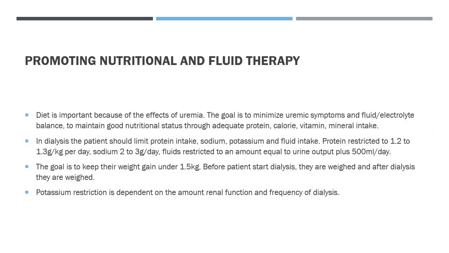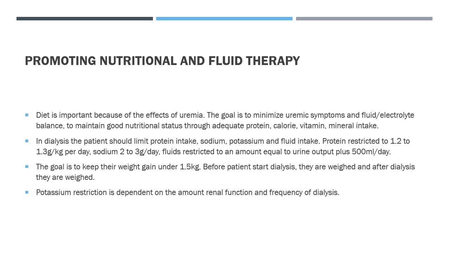Diet is important because of the effects of uremia. The goal is to minimize uremic symptoms and maintain fluid and electrolyte balance and good nutritional status through adequate protein, calorie, vitamin, and mineral intake. In dialysis, the patient should limit protein intake, sodium, potassium, and fluid intake.